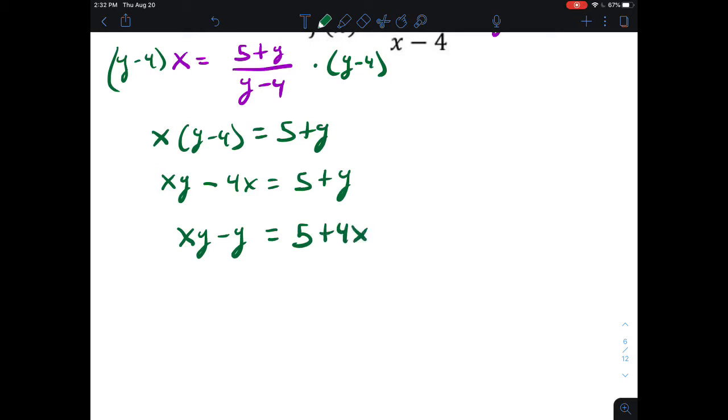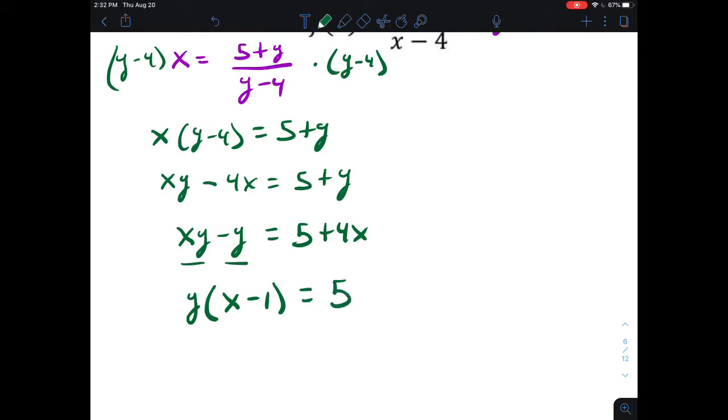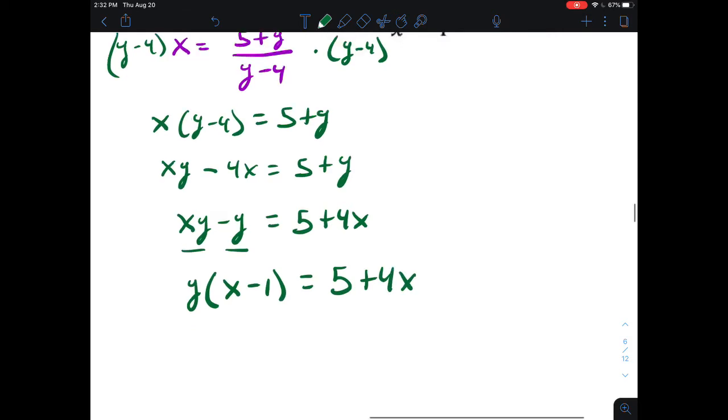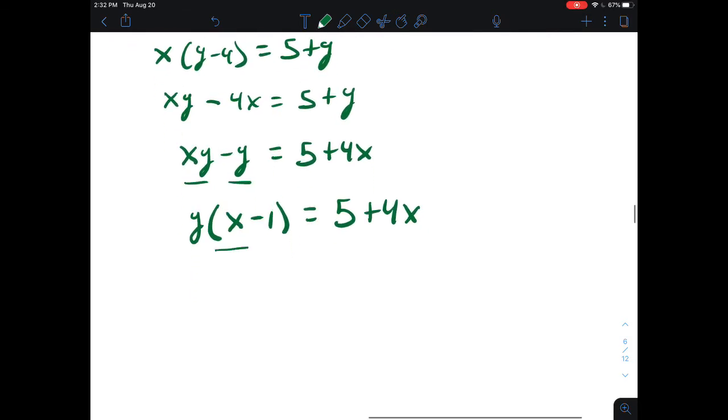And then I want to go from here. Well, on the left side, both terms have a y. So I'm going to factor out a y, and that's going to leave me with x minus 1. So y times x minus 1 on the left is equal to 5 plus 4 times x on the right-hand side. And we're almost there. All we have left to do to get this to be y equals is to divide by x minus 1.